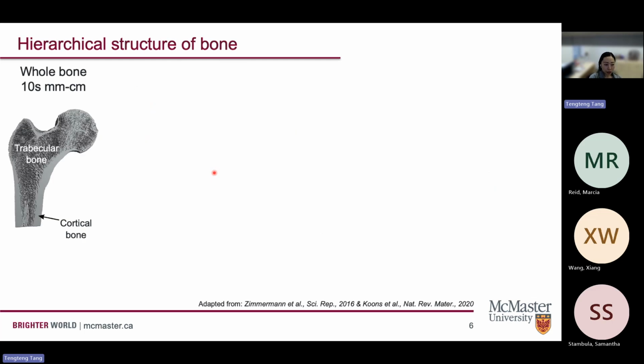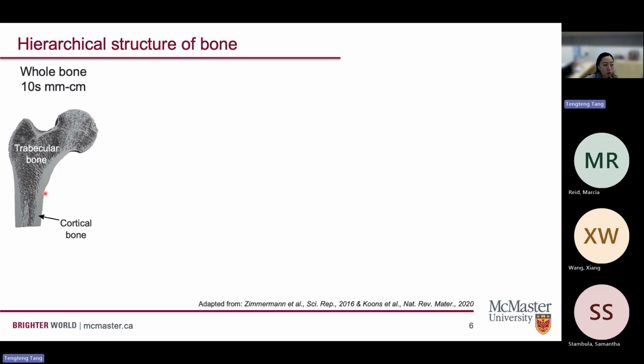For the people who are not familiar with the hierarchical structure of bone, I will just use the human femur as a typical example, just to demonstrate how complex the structure is at different length scales. Here, as you can see, this is a longitudinal section of a human femur. On the outer layer, you have this very dense cortical bone layer that surrounds the internal spongy trabecular bone tissue.